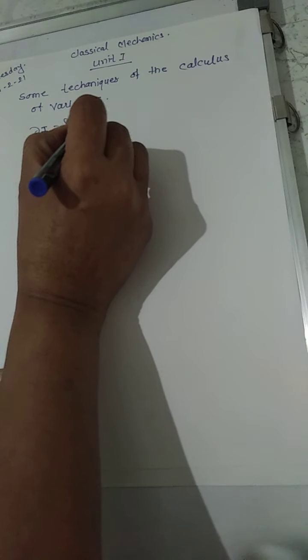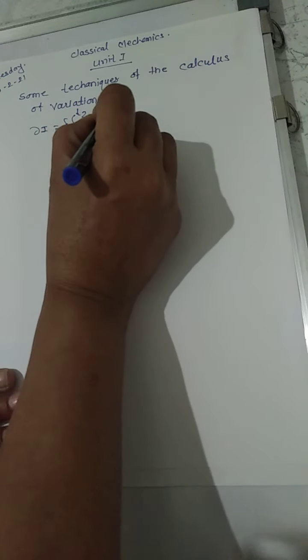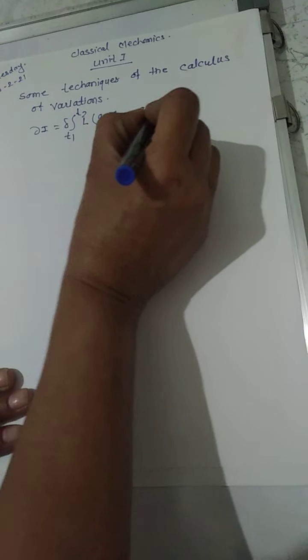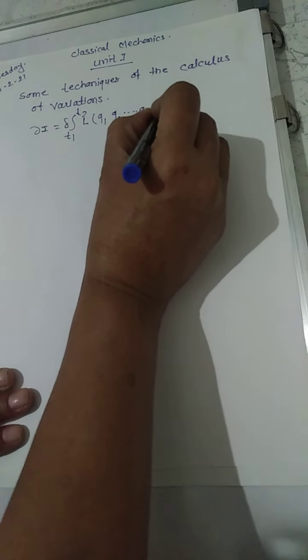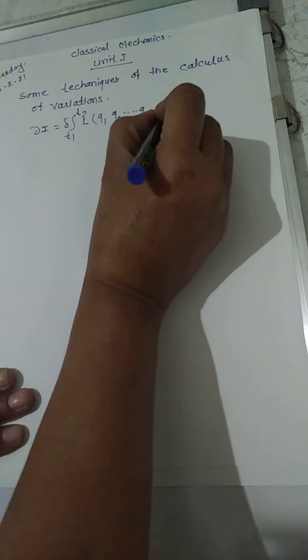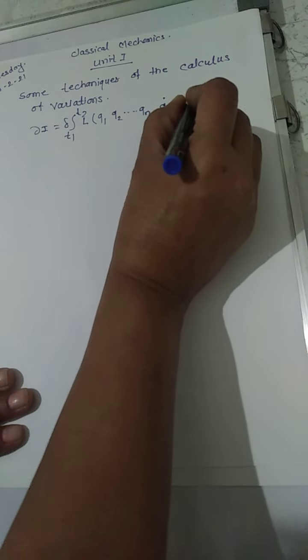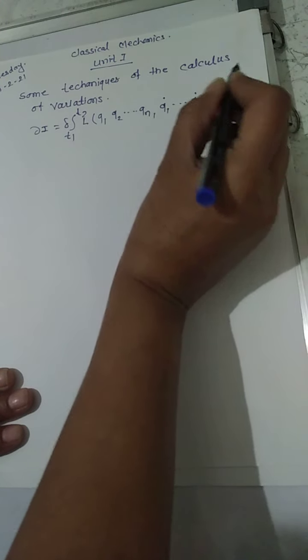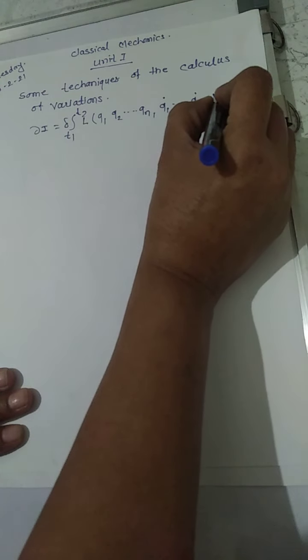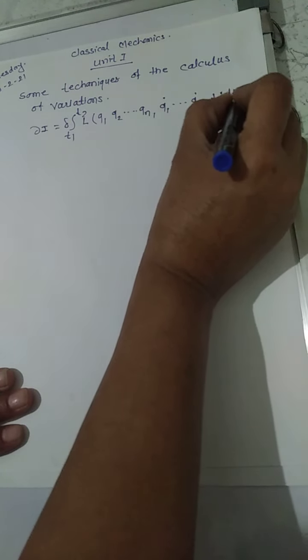integral t1 to t2 L of q1, q2 up to the term qn, and q1 dot up to the term qn dot, and the third variable is t, dt is equal to 0.